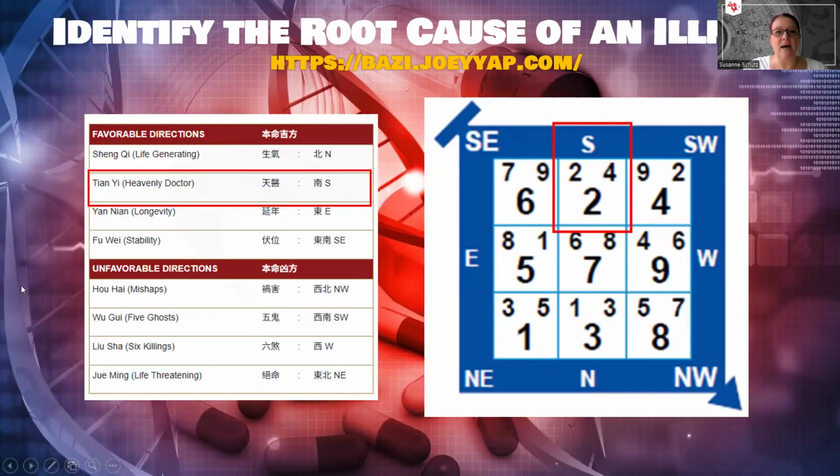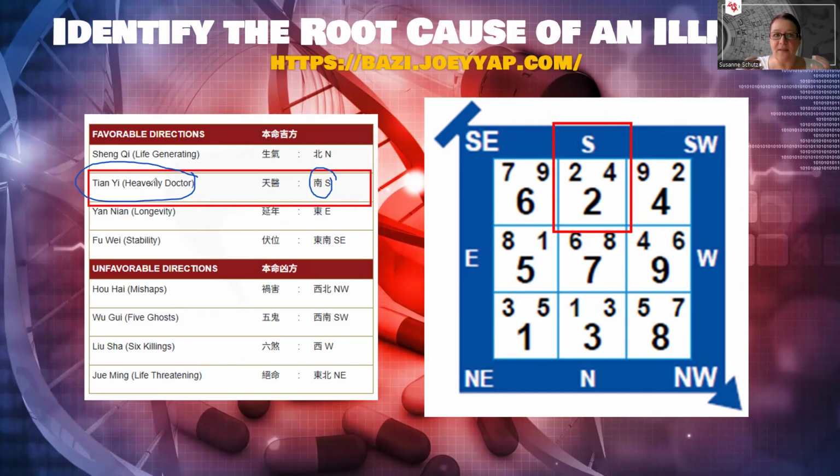Now, the next step, you look at which sector is your Tianyi, your heavenly doctor, right? In this particular case, it's the south. N stands for north, S stands for south, SE is southeast, and so on. So check what your heavenly doctor direction is. Because we're now using this not as a direction, but rather as a static point in your house, this then also becomes your health sector from a Ba Zhai perspective.